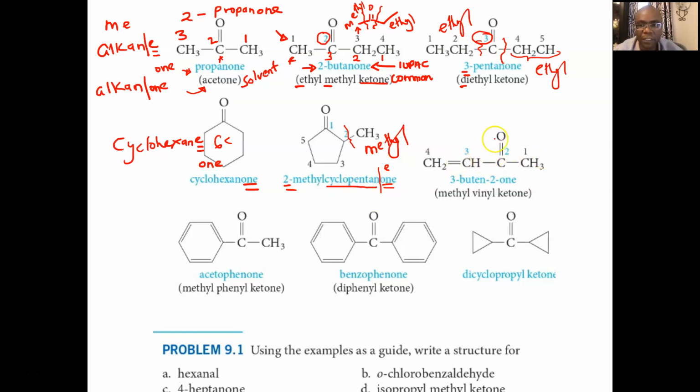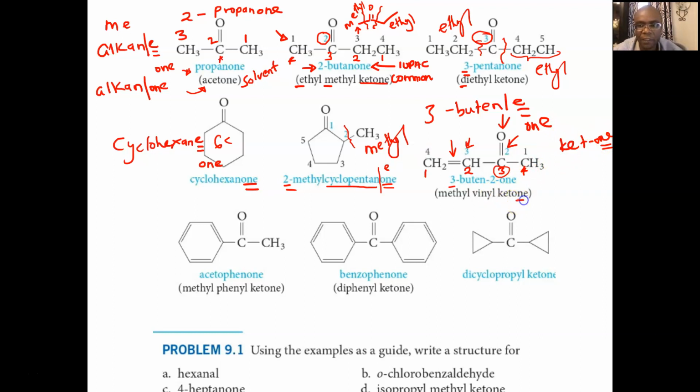Here you prioritize the carbonyl over the double bond. So start numbering from the side that gives the carbonyl the least number possible. You don't want to start from the left in this case because the carbonyl will get a 3. So this is the right numbering. So you get the double bond starting from sp2 carbon number 3. So it's 3-butene. The longest chain would have been 3-butene. But because it's a ketone, drop the E, add O-N-E.